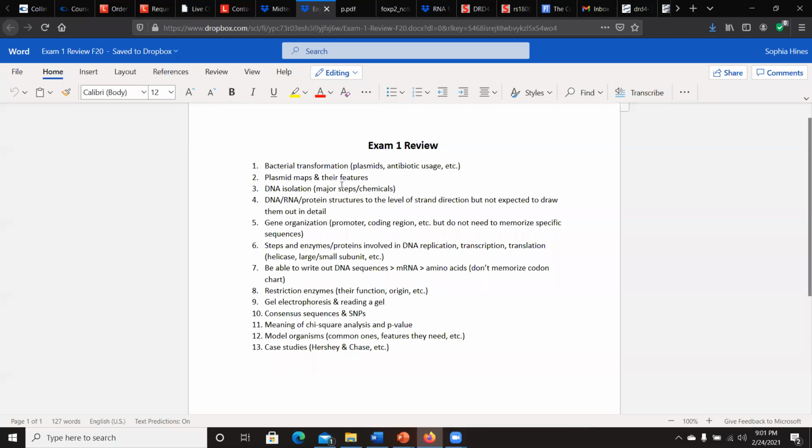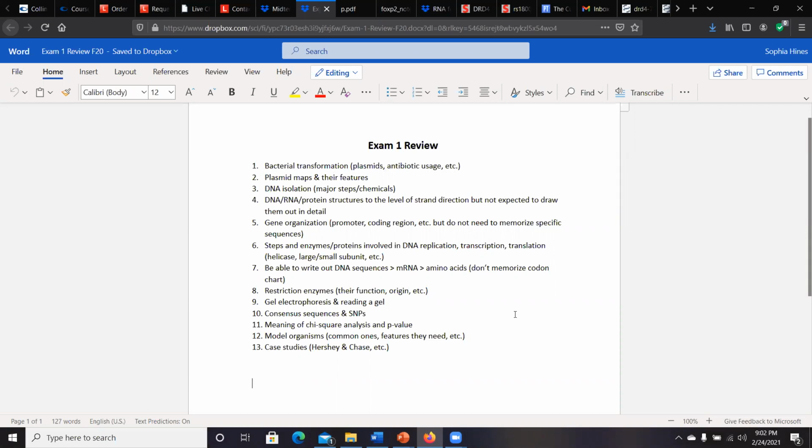So topic 1 is bacterial transformation, like plasmids, antibiotic usage, like why we put in the antibiotics, that kind of stuff. Number 2 is about plasmid maps and their features. So again, like those worksheets, if I give you a plasmid map and I ask you, okay, you're going to digest with these enzymes, what size fragments are going to be produced?